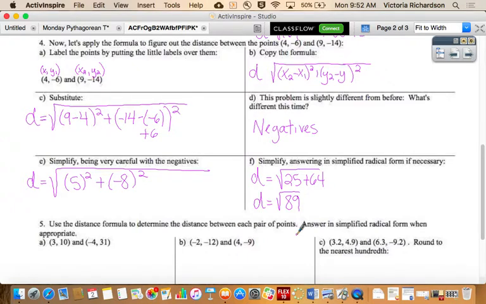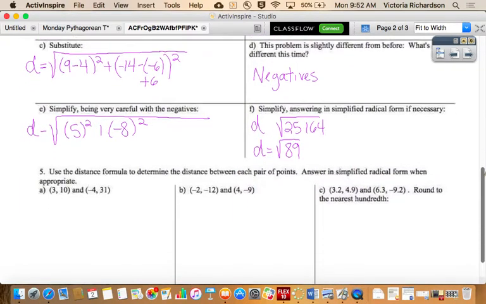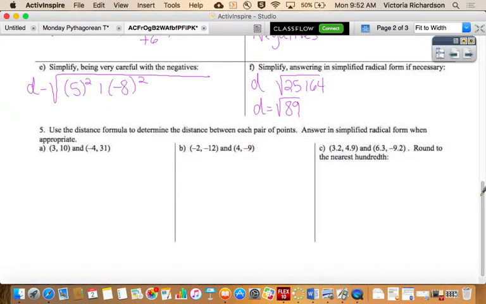All right, so to number 5, you're going to work these 3 problems for homework. You're going to do A, B, and C. Now notice on C it says round to the nearest hundredth. So that's what you need to do. And because you're starting with numbers that are in the 10th place, if we round to the 100th place, it'll make it more accurate. Okay? All right, so that's it. Work on your homework.